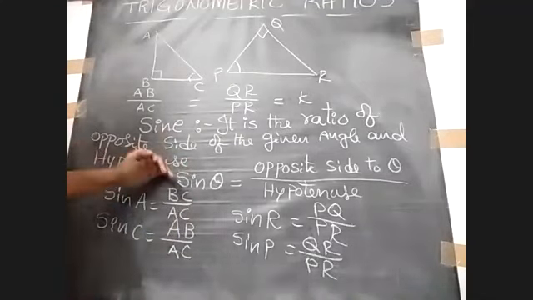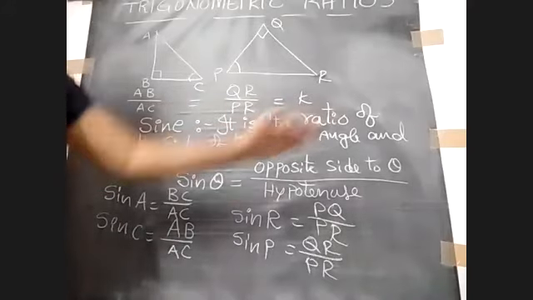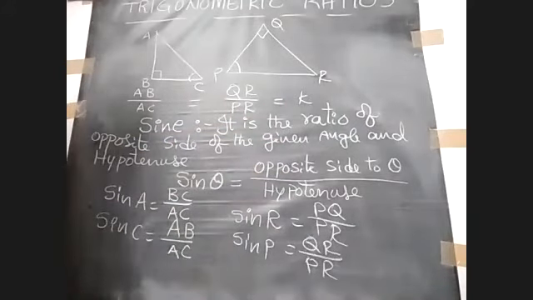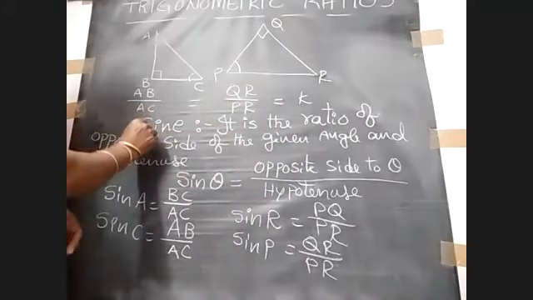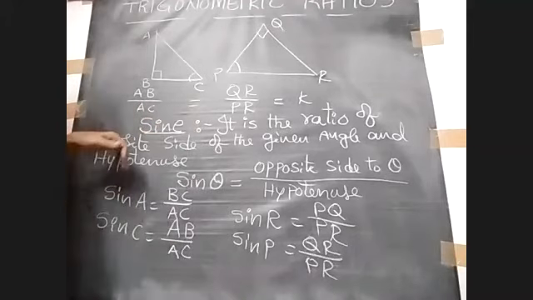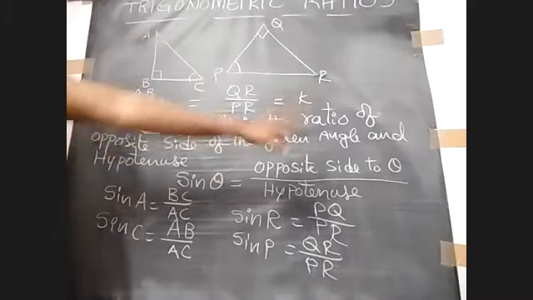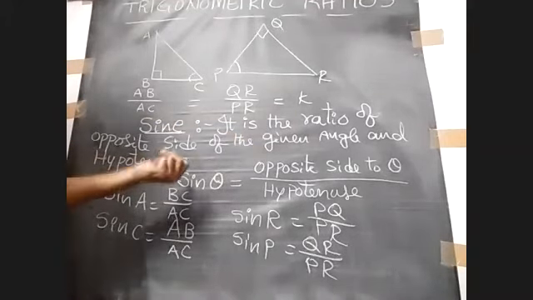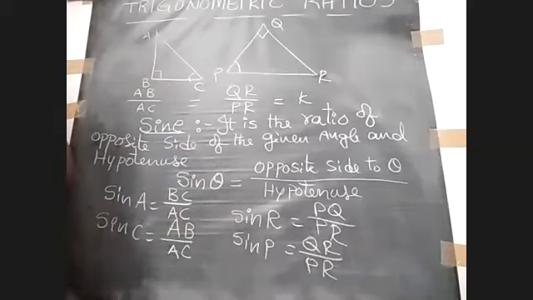Okay. So what is sine theta? Opposite side to theta by hypotenuse. So it is nothing but the ratio of the opposite side of the given angle and the hypotenuse of the triangle. Okay. Write down in CW. Write fast.